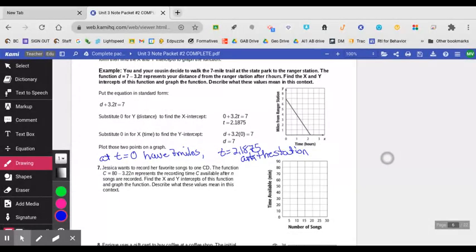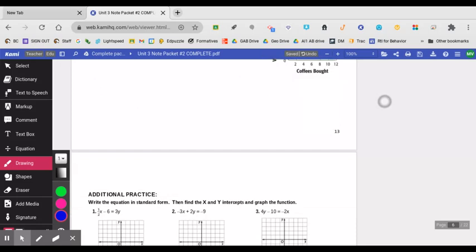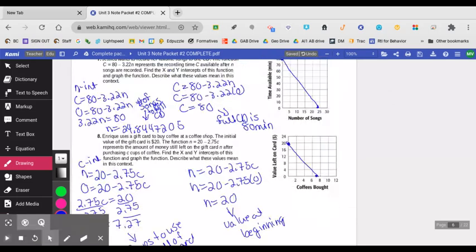So our next example, I want you to pause and try the next 2 examples and then come back. Okay, so on number 7, my n-intercept or my x-intercept, n being the number of songs, would be 24.8447205. This is the number of songs that will completely fill the CD. My y-intercept or the c-intercept would be 80. This is how much time is left on the CD, meaning there's 80 minutes on the CD to begin with. And then I graph them.